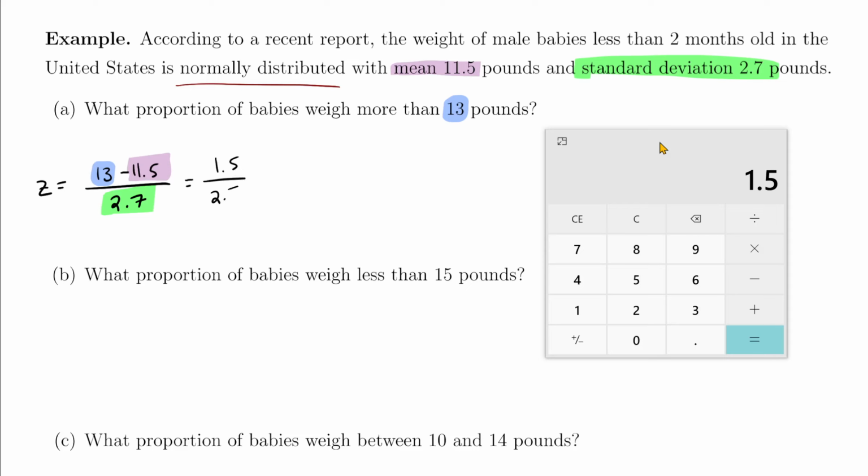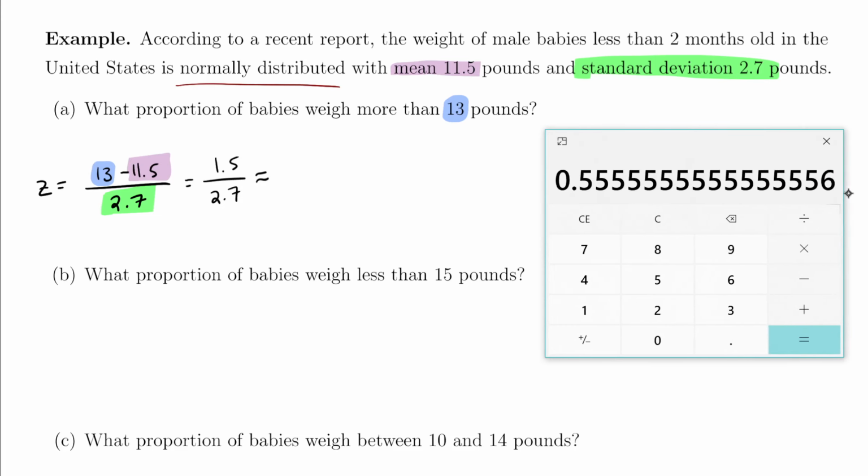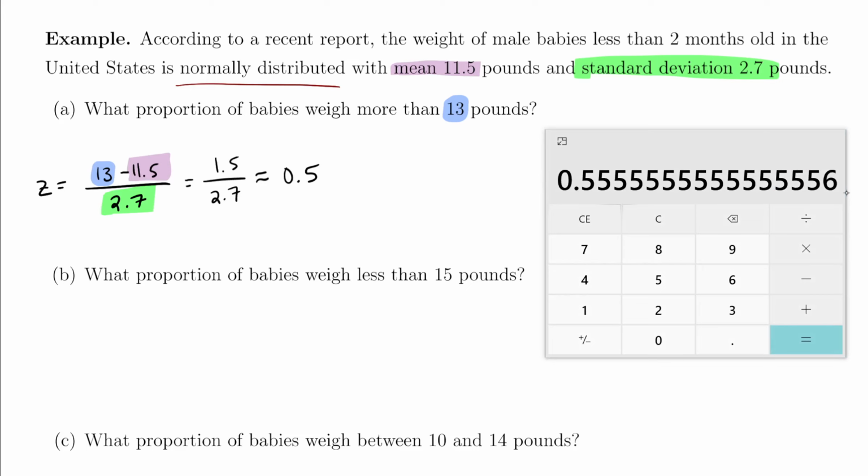Divide that by 2.7, and we're going to get ready to round to 2 decimal places. And that's about 0.5. After the 5 is another 5, so we round up, 0.56 for our z-score.